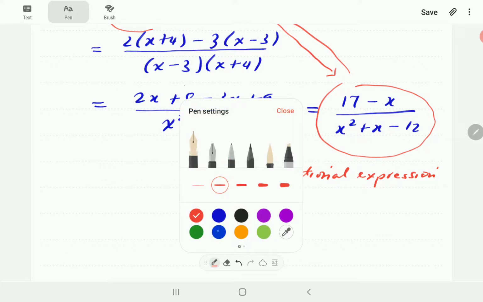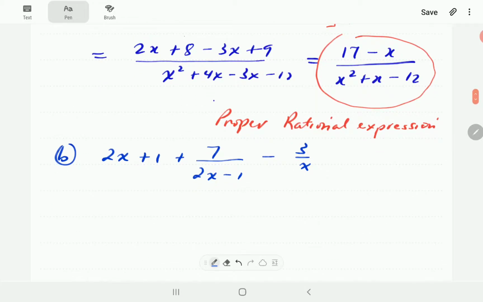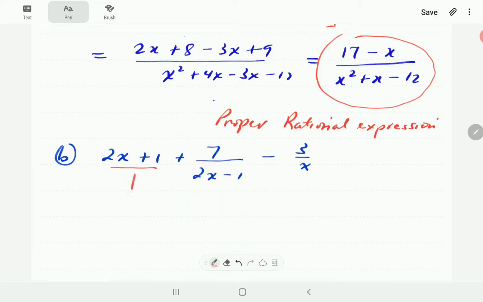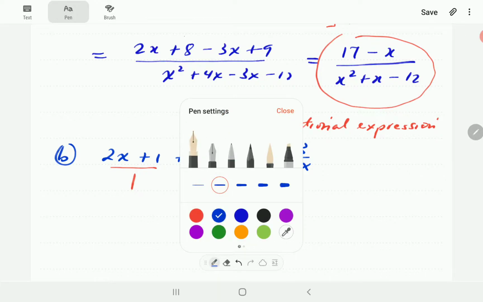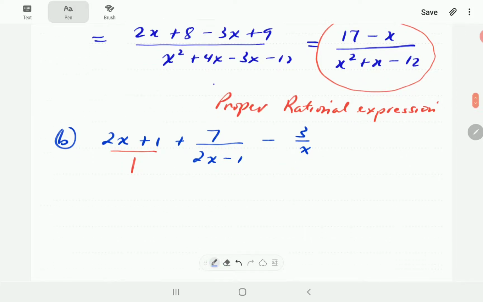Let's look at another example. So in B, suppose we have 2x plus 1 plus 7 over 2x minus 1 minus 3 over x. Okay, so again, we're going to want to write this as a single fraction. So first thing I want to do is we're going to express that as a fraction as well. Okay, then the LCM is going to be simply the product of these three.